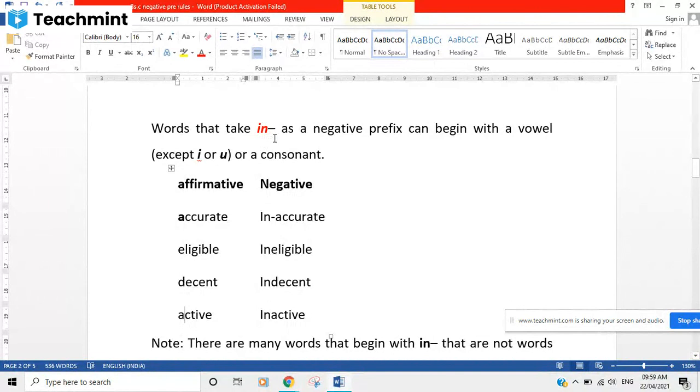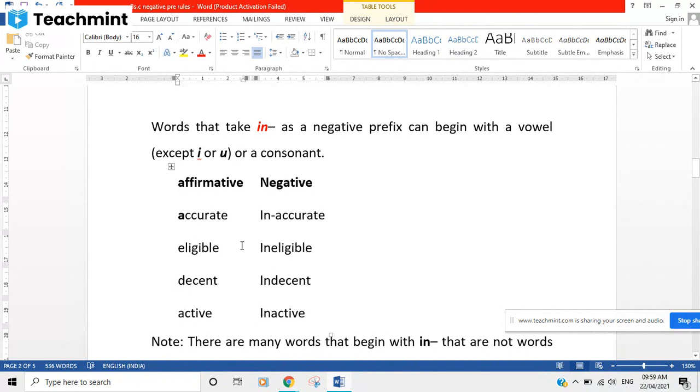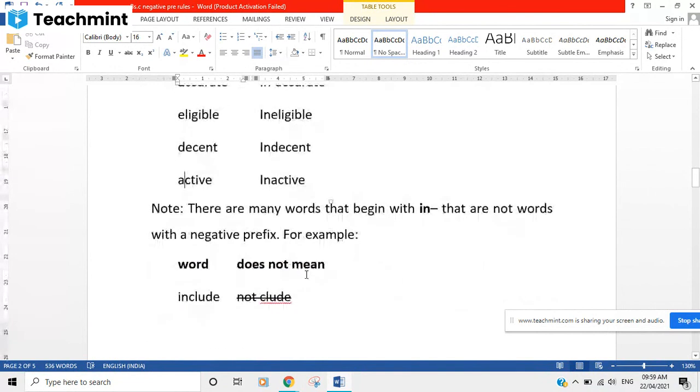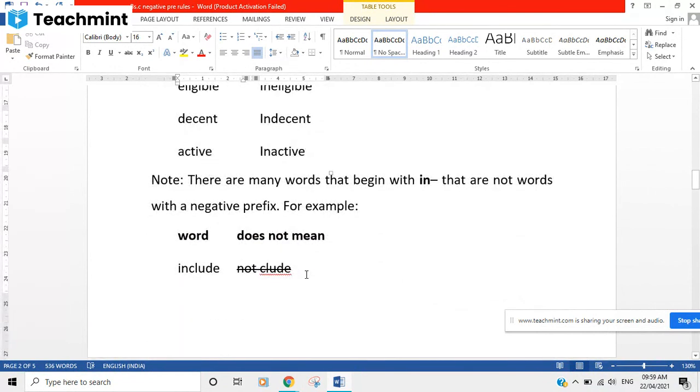Next is that words that take non as a negative prefix. It may begin with a vowel or a consonant sound. So we can use this negative prefix non before a vowel as well as a consonant sound. Here, the word conformist is given, and we will make this word conformist into opposite or into negative by using non before it.